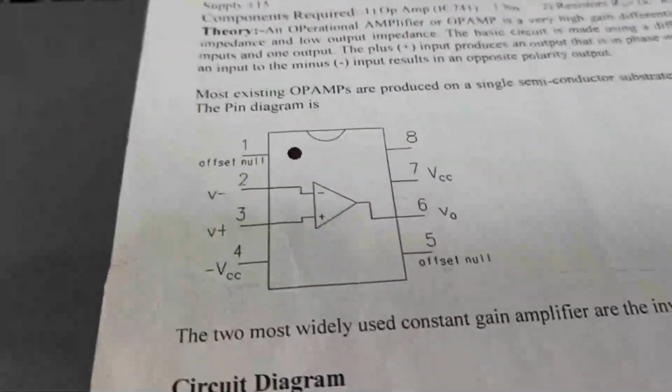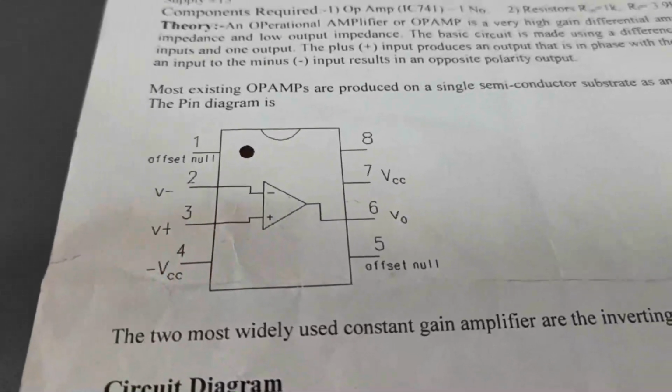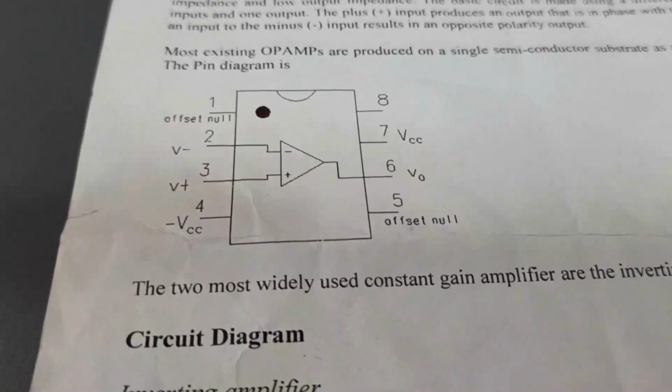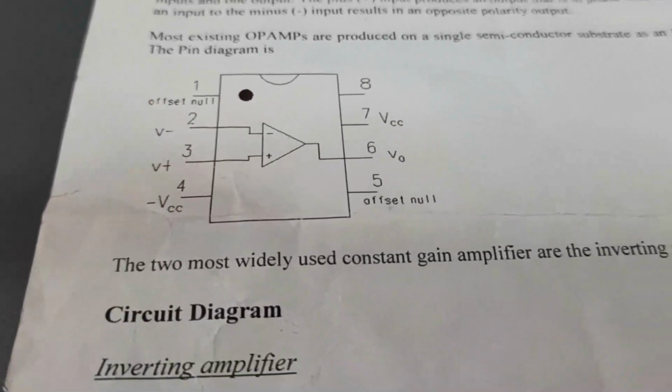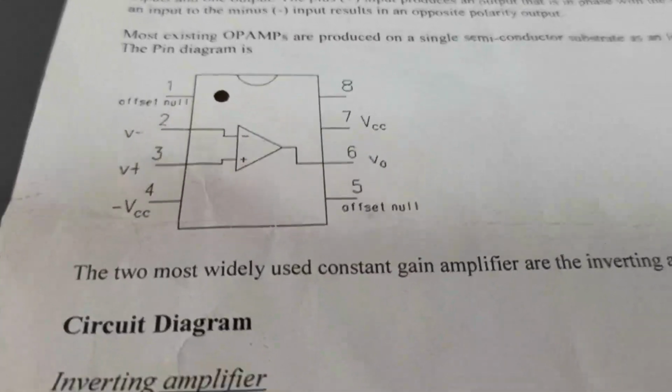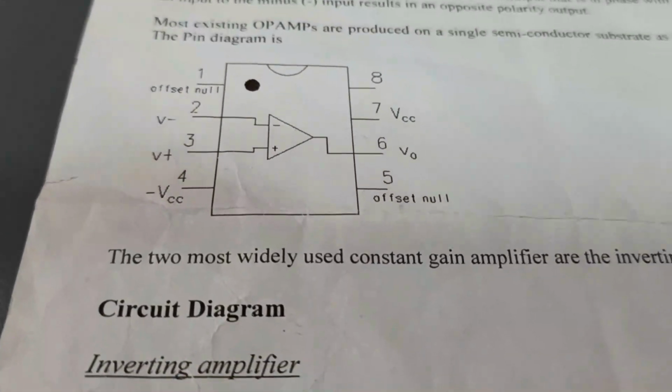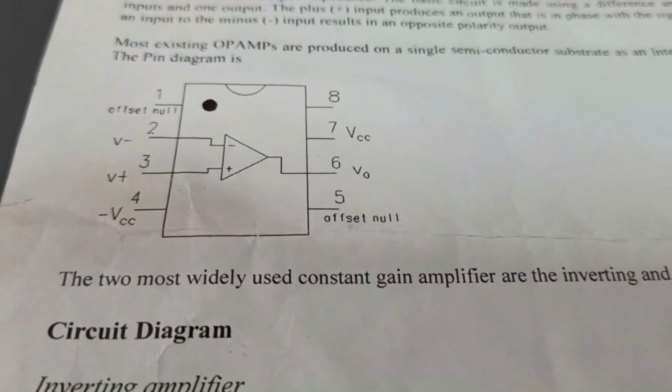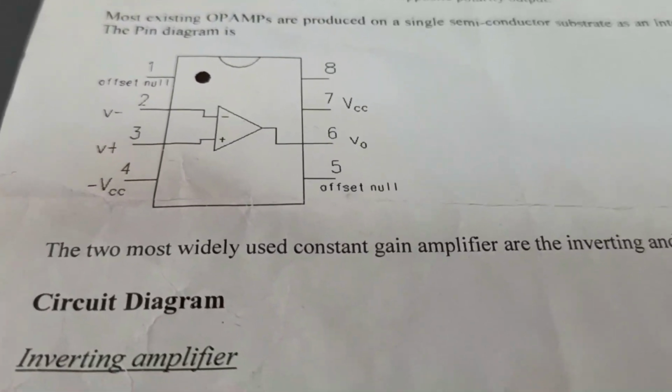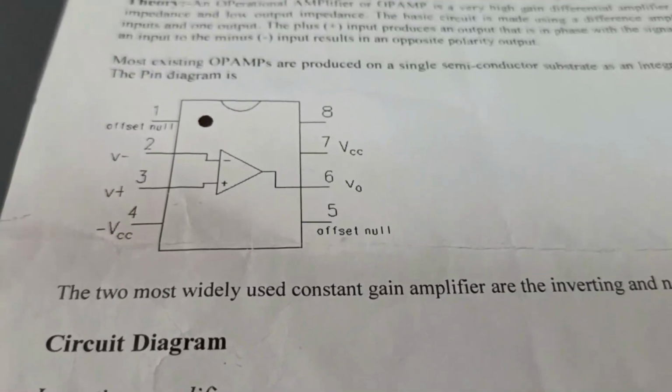From the pin diagram you can very easily see that pin number 2 and 3 are the inputs, pin number 6 is the output, pin number 4 is the negative power supply, and pin number 7 is the positive power supply. Okay.